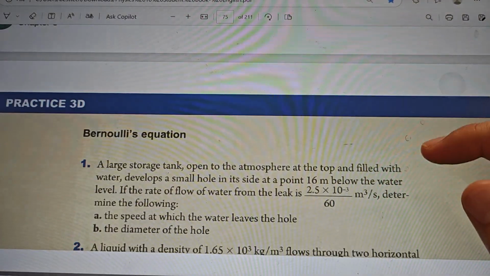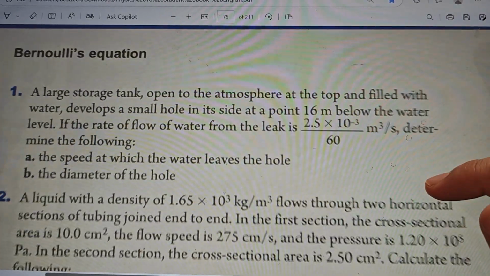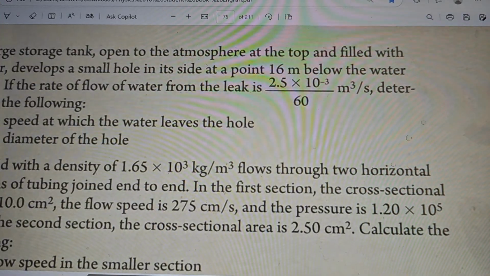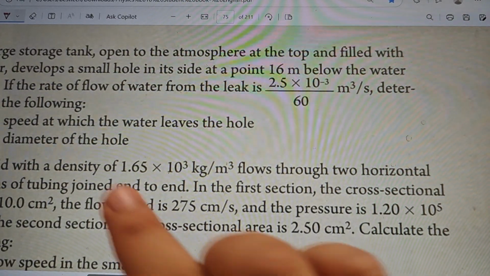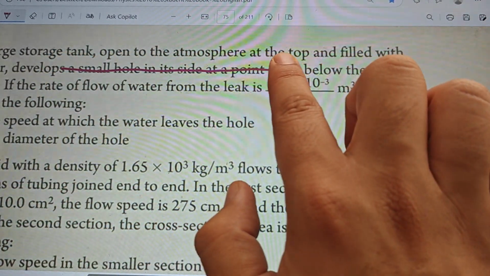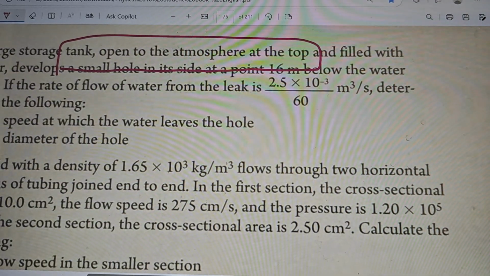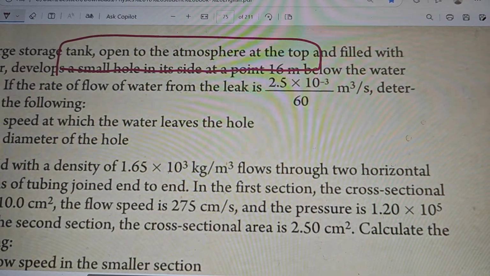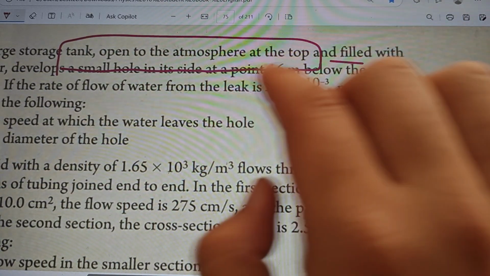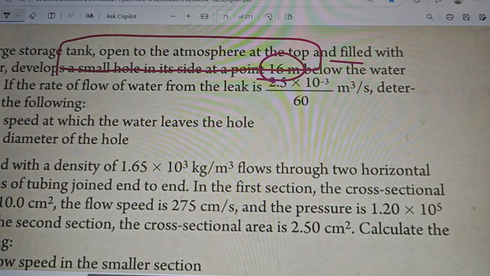The first question done, now another question. A large storage tank, open to the atmosphere at the top. Again, we have what? Open to the atmosphere at the top. We say the top of the tank is open. Again, you should understand which rule you are going to be using. And filled with water, develop a small pool inside. And this is the height, 60 meters.